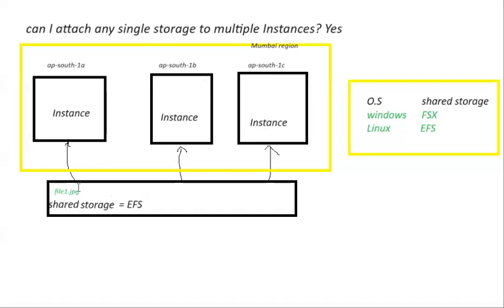Now, can I watch that storage from 1B region? Yes, you can watch it, since the same EFS is mounted in the Mumbai region 1A availability zone instance, and in this 1B region instance also the same EFS is attached. So that's why I can see the data here as well.